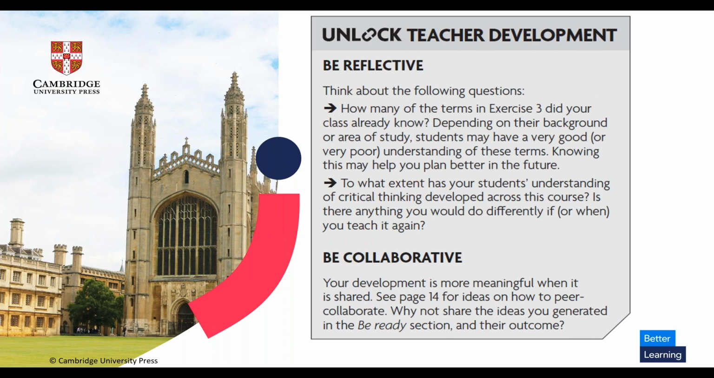And then the fifth and sixth ones: being reflective. So after we've taught critical thinking, assessing whether we ourselves have done it as effectively as we can. Are there any changes that we would make? Or when we teach that again next time, what could or should we do differently? And that last point, being collaborative. So talking to your colleagues about what you have done, whether they've got ideas, whether something went well for them, whether something was a challenge for them. So being collaborative in developing critical thinking skills.